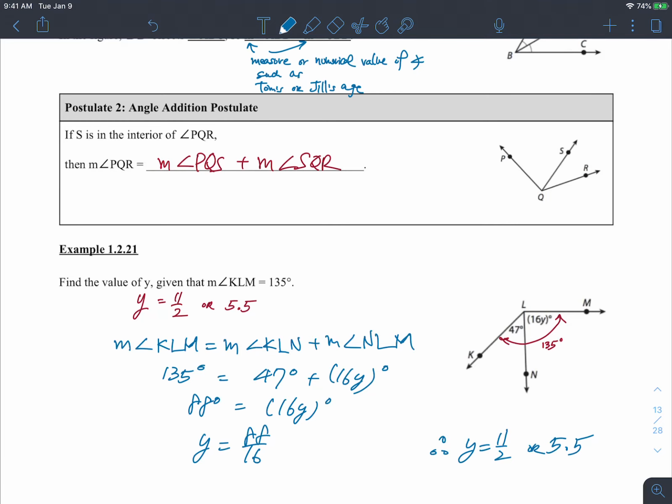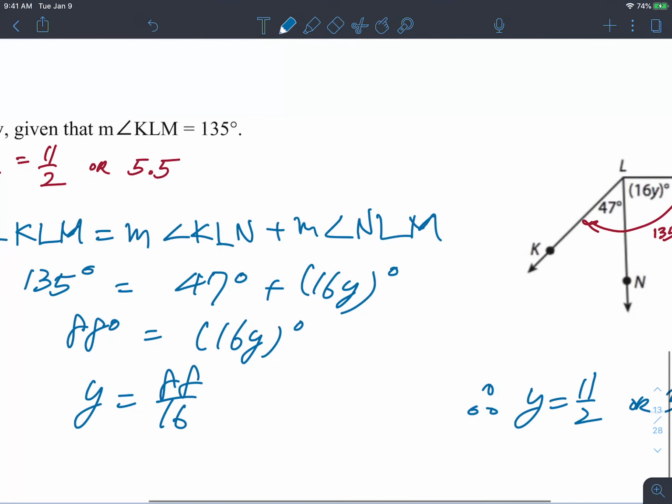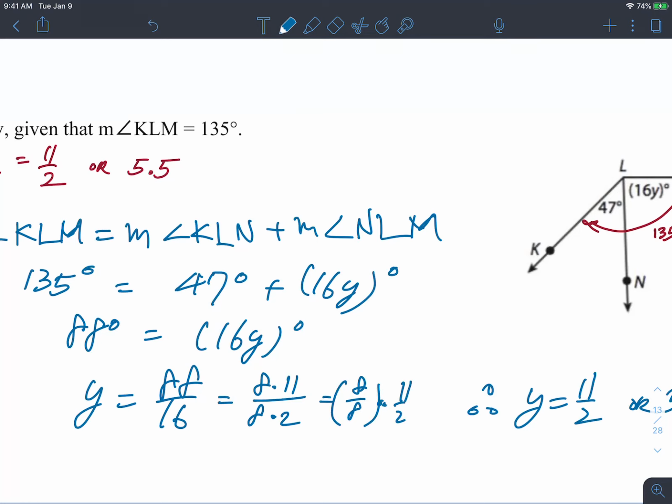Now, the question is, how did I get there? This is what I wanted to show you. Some of you just cross out and put a bunch of numbers over there. I would rather not see that. It's just really messy and confusing. What I would rather see is that you show it's 8 times 11 over 8 times 2, and we know that that is equal to this. In mathematics, when you multiply something by 1, it's still 11 over 2.